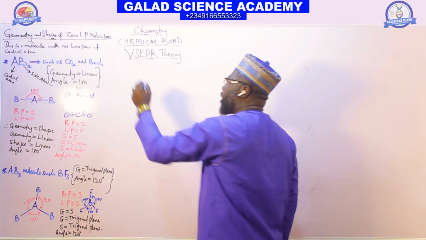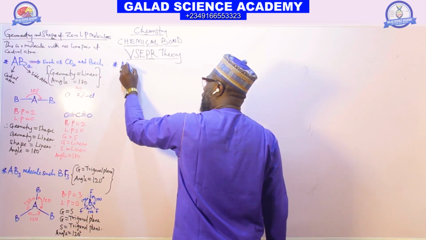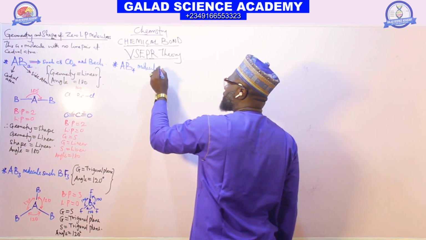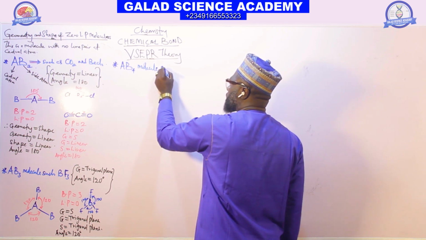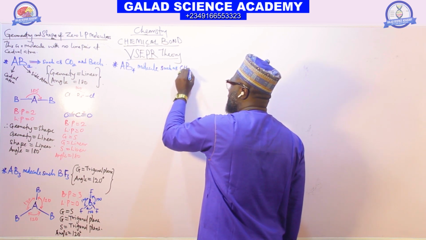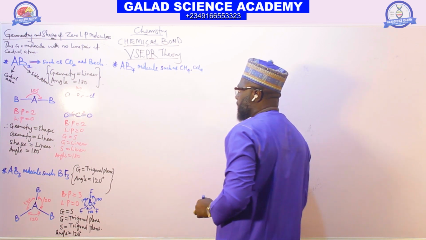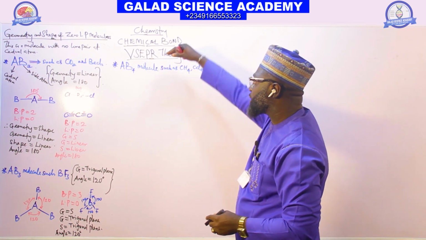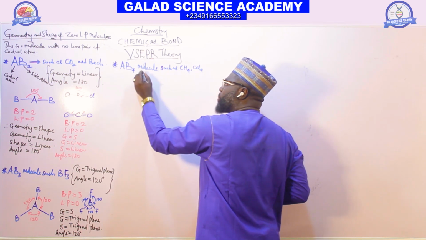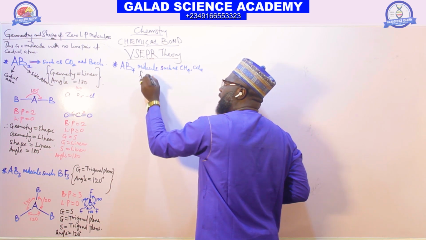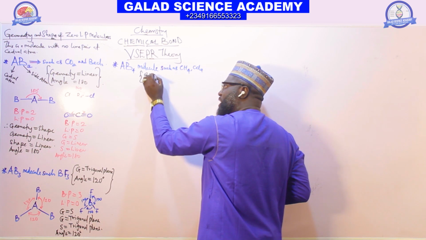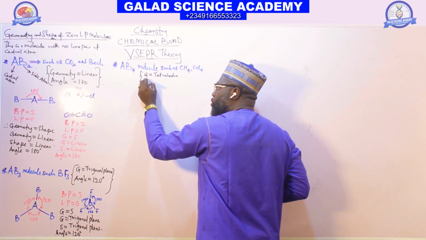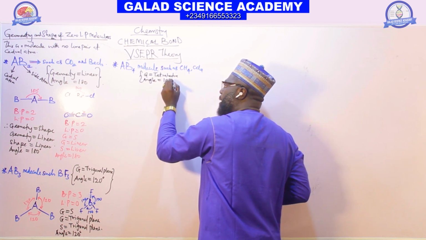So let us look at the AB4 molecule. Examples of AB4 molecules are methane and tetrachloromethane. The geometry from VSEPR theory for this AB4 molecule is tetrahedral. Tetrahedral. And the angle is 109.5.